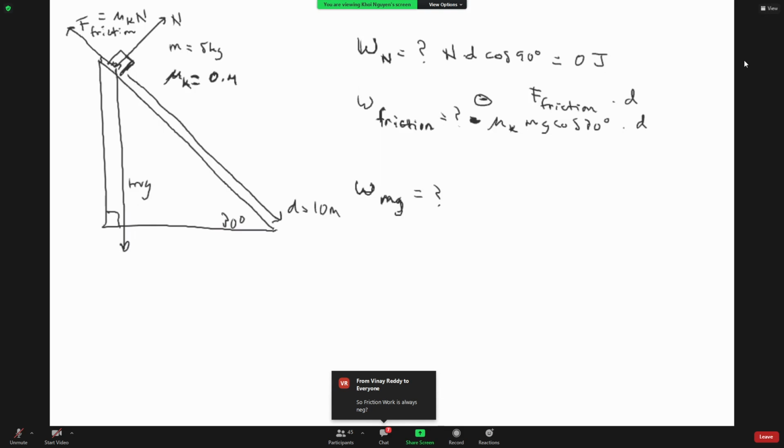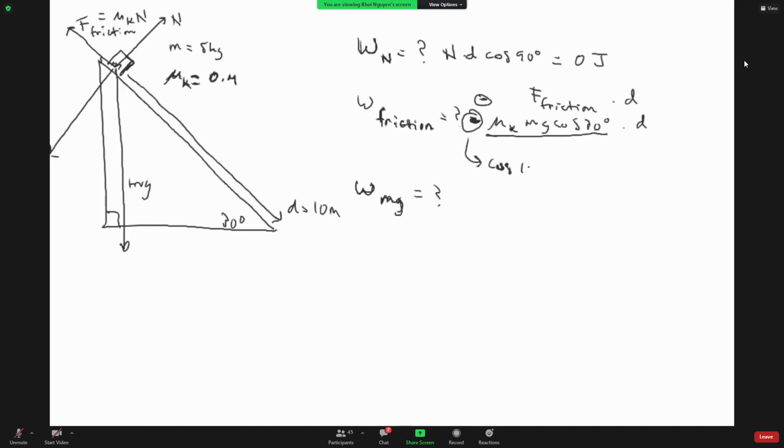So why is it cosine 30 instead of 180? Because this is normal force, this vector right here. This is from frictional force. This is the cosine of 180 right here. That's what negative 1 is. And yes, frictional work is always negative. Did I answer that question?